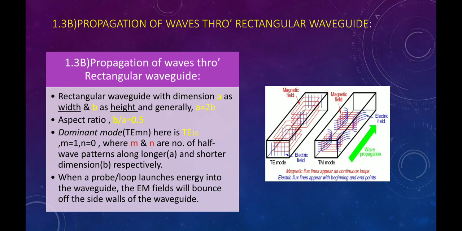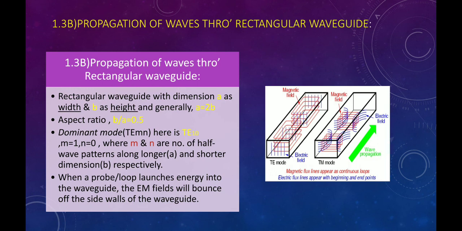Next, the propagation of waves through rectangular waveguide. Propagation of waves through rectangular waveguide can be understood with the help of the diagram in the adjacent. Rectangular waveguide with dimension A as the width, the longer dimension, and B as height, and generally A is equal to twice B. So the A dimension is generally 2 times the height. So the aspect ratio B by A is kept at 0.5.